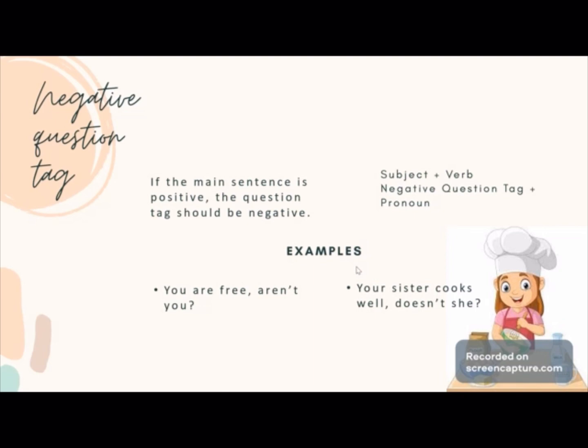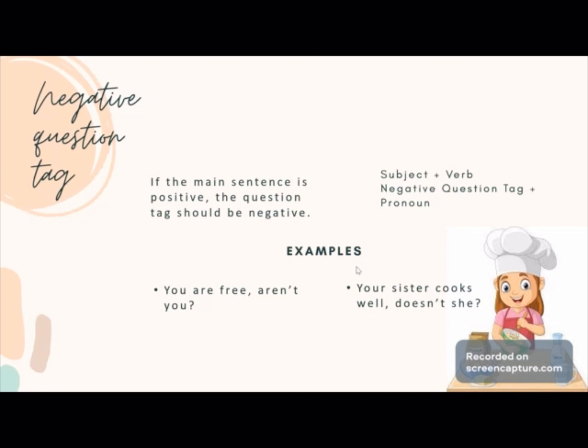Let's look at our other example. Your sister cooks well, doesn't she? So you can ask, but teacher, I can see the auxiliary verb does in the tag, not in the first sentence. Yes, you're right, but we can see a third person singular subject in the main sentence. We will explain this in detail in the exception section.